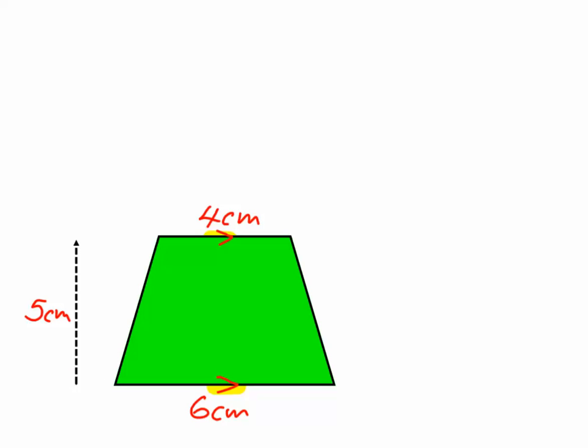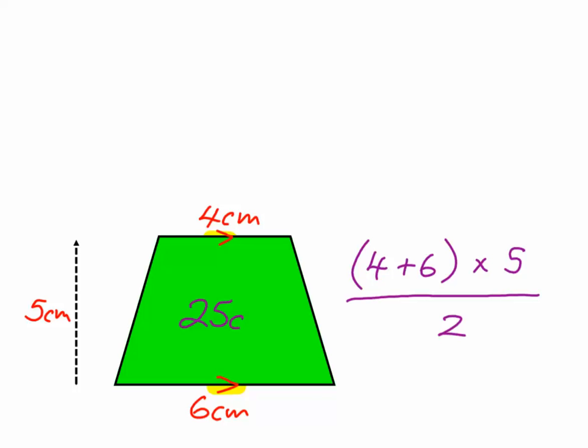In order to find this area that I've shaded in green, we must add the parallel sides and times by the perpendicular height, so the same sort of height that a triangle is multiplied by, and divide the answer by 2. So in this case, the area is 25 centimeters squared.